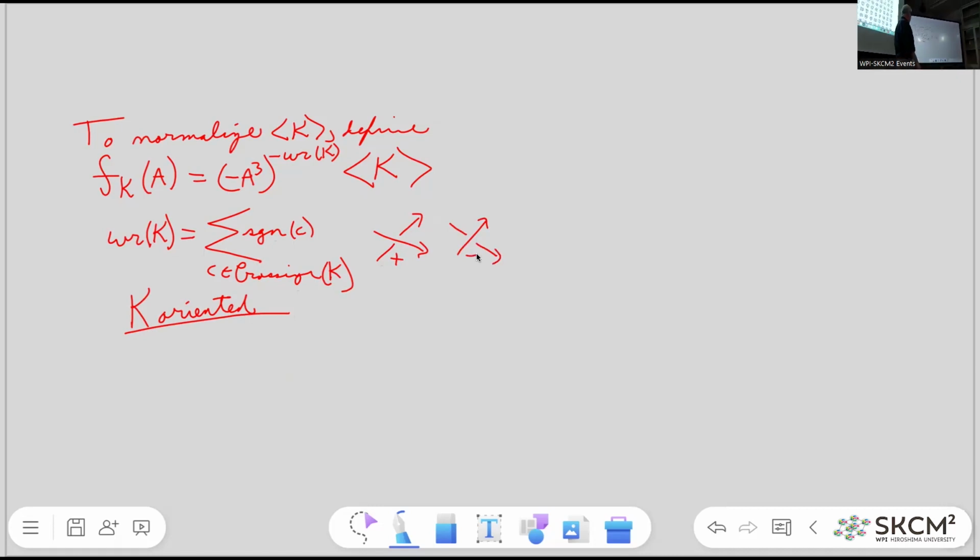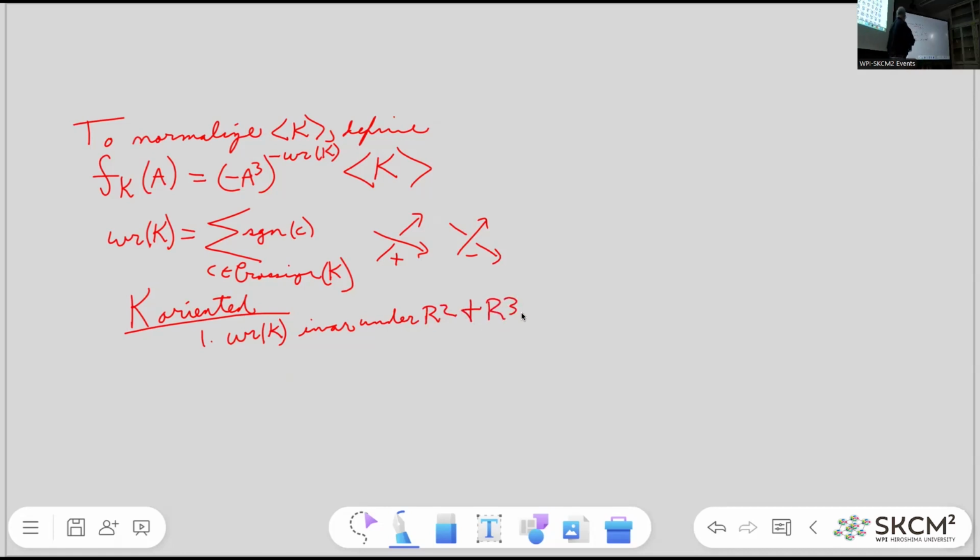If I have a positive crossing sign, I take minus A cubed inverse. If I have a negative crossing sign, I take minus A cubed. And I multiply by that factor on the front of bracket K. And then there are two things. One, the writhe of K is invariant under Reidemeister 2 and Reidemeister 3.